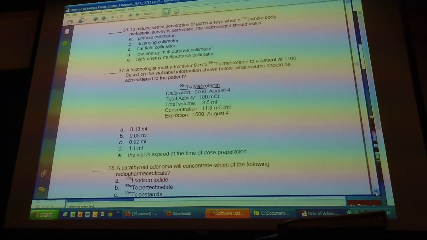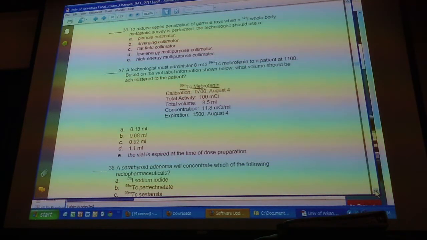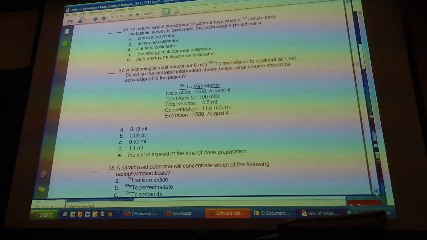To reduce septal penetration of I-131 whole body, I would be very careful with this one. Fortunately, they don't give you a medium energy choice here. So the correct answer is letter E. But typically low energy is 200 keV or less, medium is 200 to 400, and anything above 400 is considered high energy. In the collimators that we have now, you don't even get a high energy. We just call it low and medium energy.